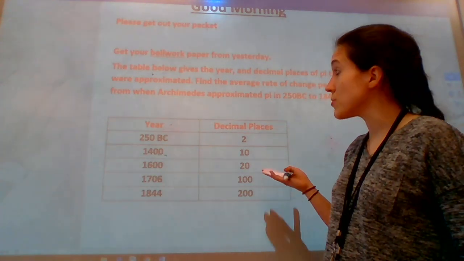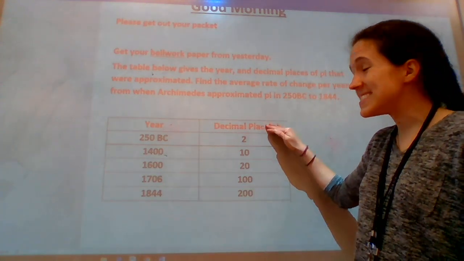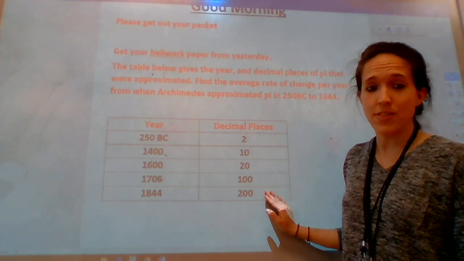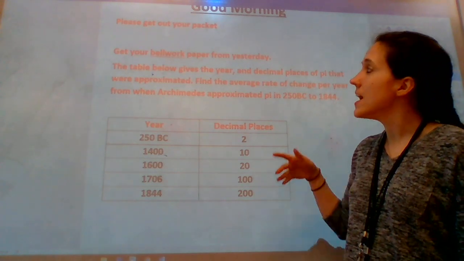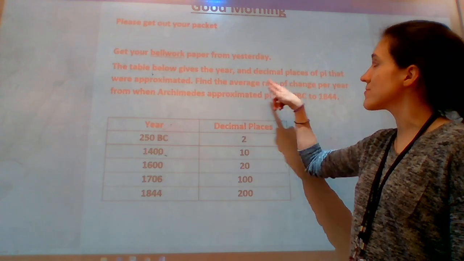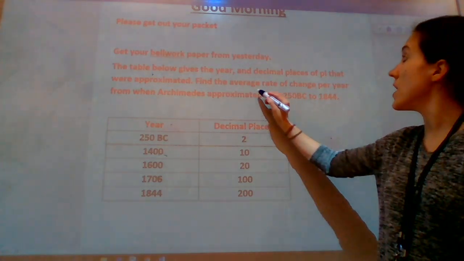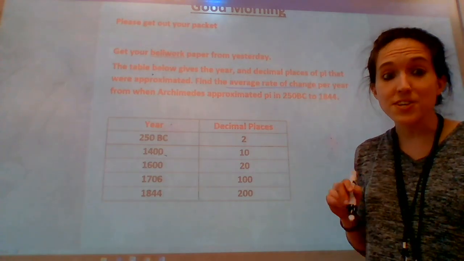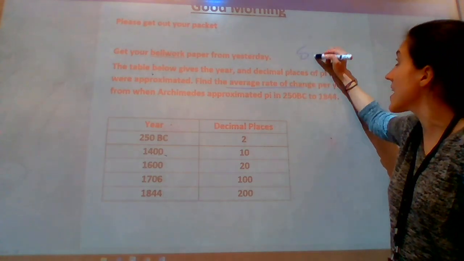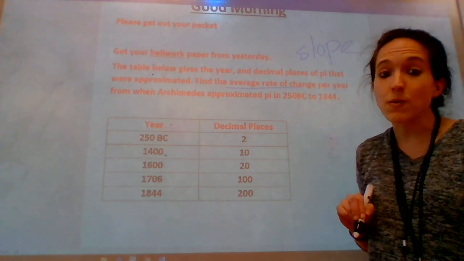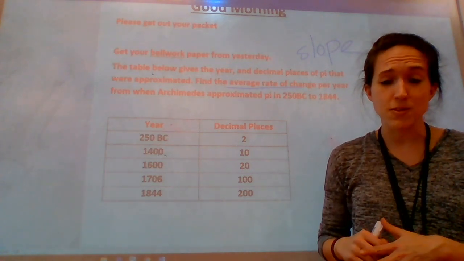All right, so we have a table here of years and the decimal places of pi that were approximated in that year. And we're asked to find the average rate of change. So first thing, we have to know what that means. What is average rate of change? That's just another way to say slope. And we've talked a lot about what slope means.